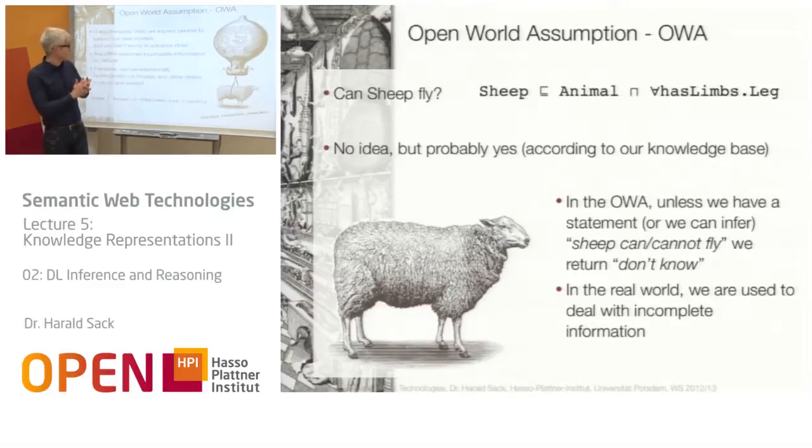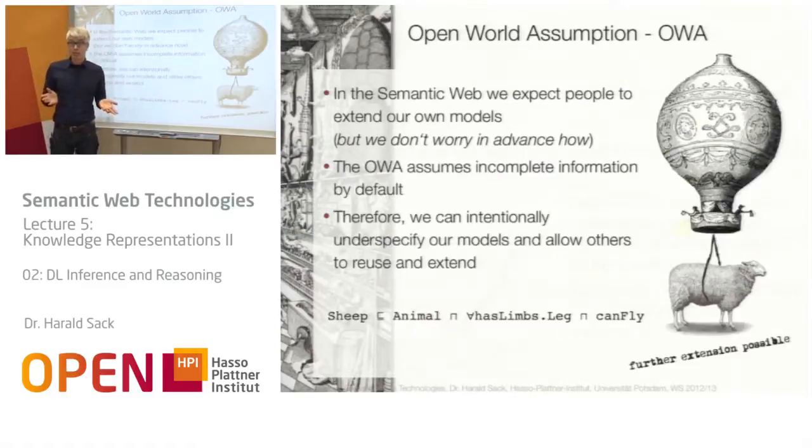So in the semantic web, we expect people to extend our own models, but we do not worry in advance how they might extend them. So the open world assumption always assumes incomplete information by default. Therefore, we can intentionally underspecify our models and allow other people to reuse them and to extend them. So for example, then we can also extend our model by the property that sheep can fly. So quite simple.